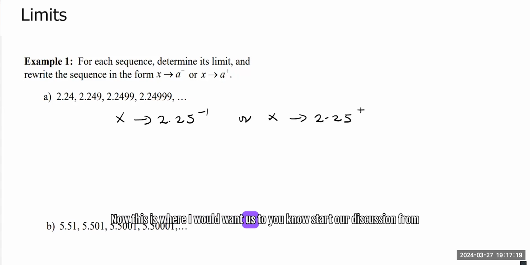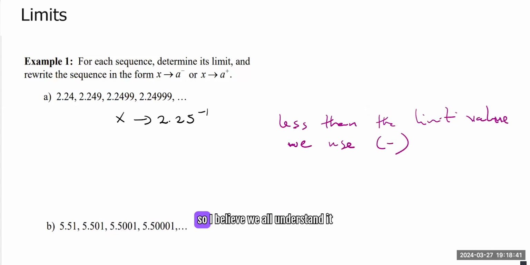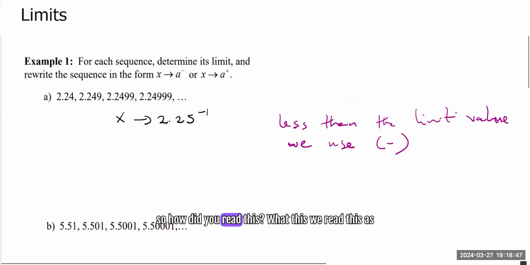Now, this is where I would want us to start our discussion from. We claim that since all these numbers in the sequence are less than 2.25, it just means that x is approaching such value from the left. Let me take it again. Since all these numbers in the sequence, which are 2.2, 2.24, 2.249, 2.2499, and 2.24999, are approaching 2.25, and these same numbers are less than 2.25, we claim that x is approaching the number 2.25 from the left. All right. So I believe we all understand it. Good.